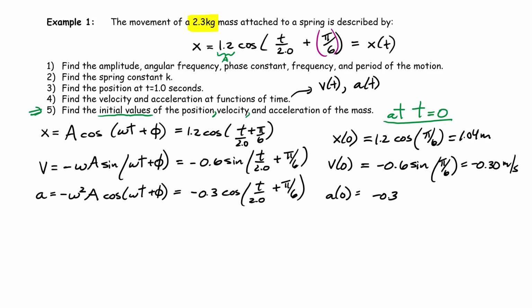Minus 0.3 cosine of pi over 6. I'll put that in a calculator. I think you get minus 0.26 meters per second squared. All right, so this was kind of a nice problem.